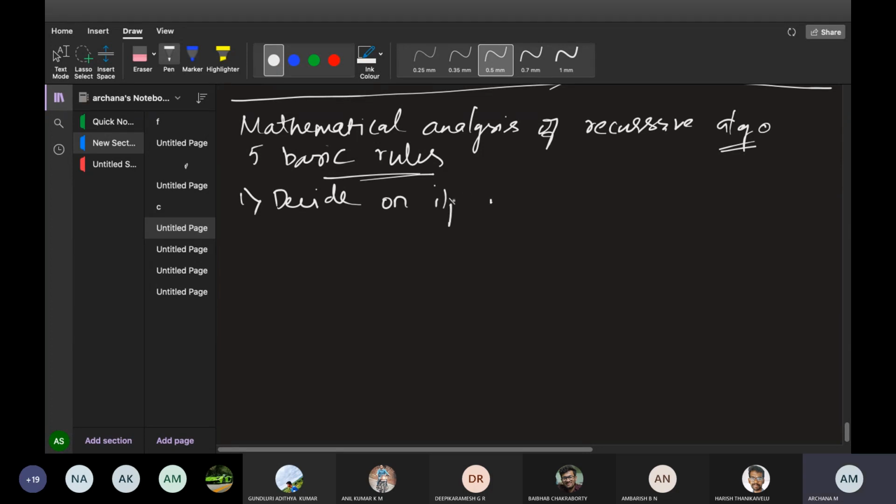Input parameters. This is what the input size. You people have to tell what is the input size of that. And what is the second thing for non-recursive you will get? What is the second thing?